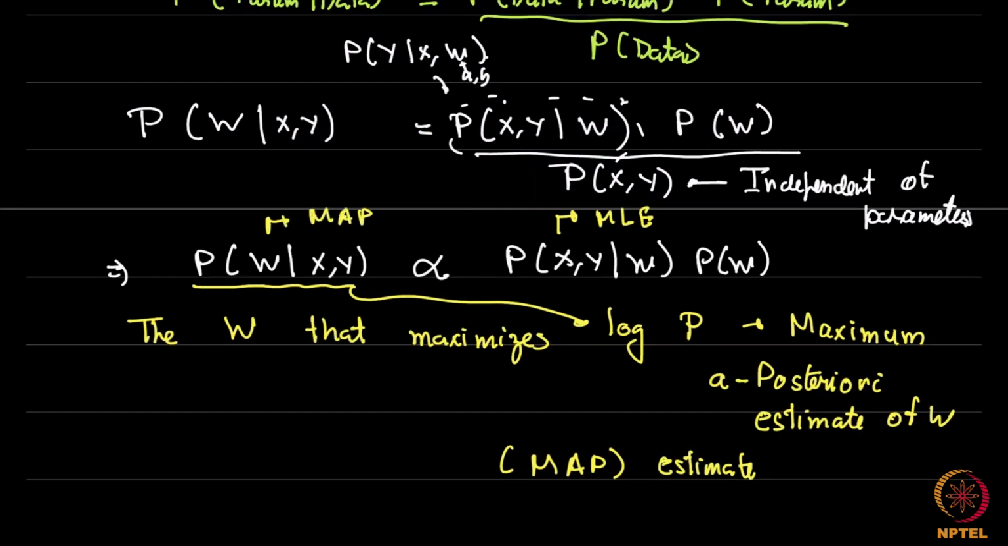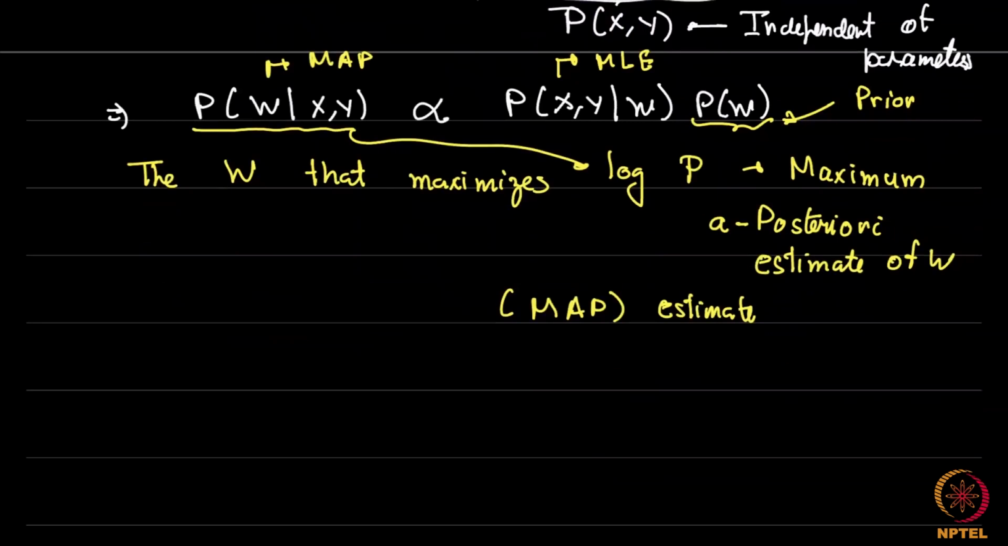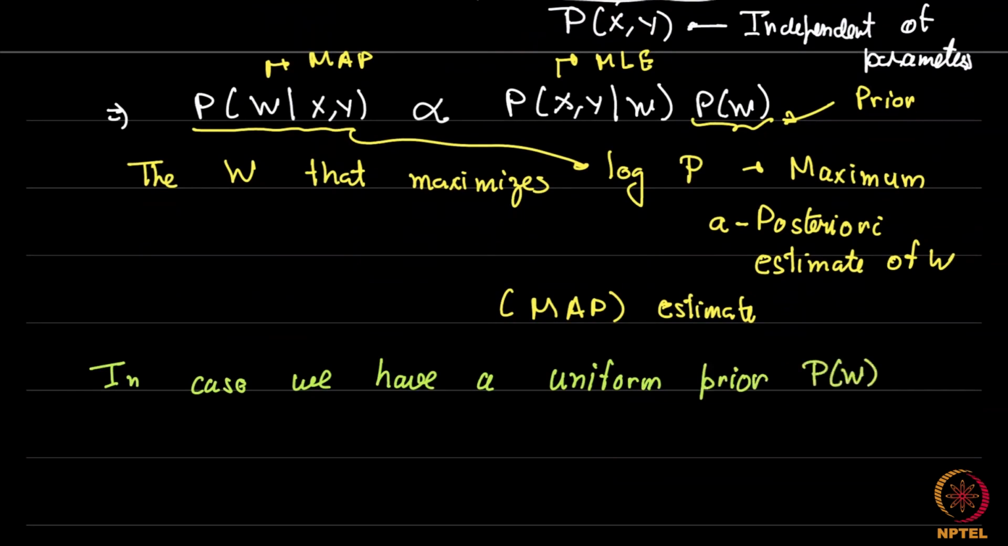Now, what is the difference between these two? The difference between these two is this quantity, which is the prior. We saw in the COVID example that the prior significantly affects what probability you get here. So, I'm going to again say this a little bit casually, in case we have a uniform prior, this would mean that P of W is equally likely for all W. Okay, so this is not quite possible because W has an infinite range, but let's assume that that was the case.